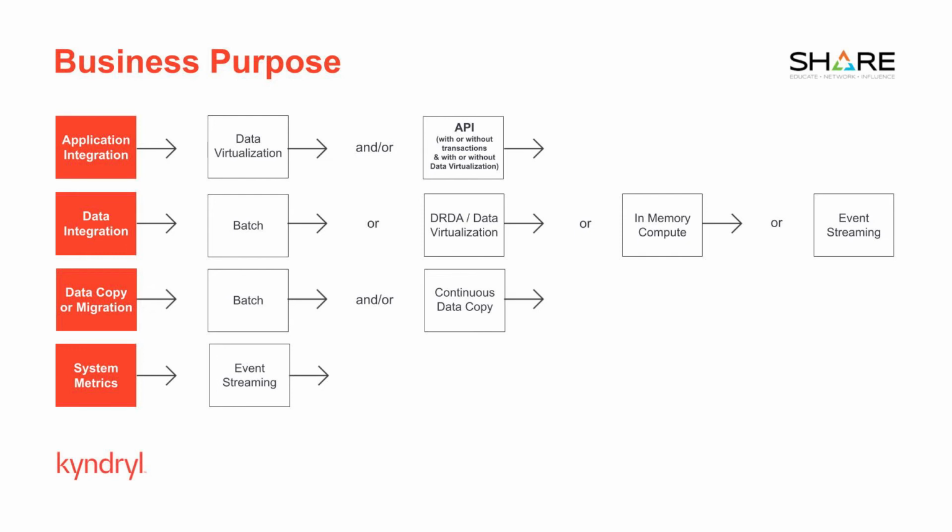Data copy or migration are replication techniques that can take advantage of batch and or continuous data copy. Often during a data migration, one might use batch to get the bulk of it and then a continuous data copy for the final synchronization. System metrics may be analyzed in a hypervisor environment, and normally event streaming is used for that, not only for analysis but for monitoring so that the nearest to real-time acknowledgements can be made.